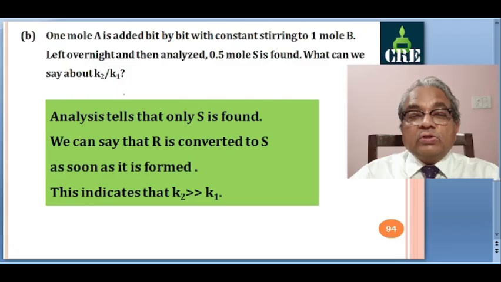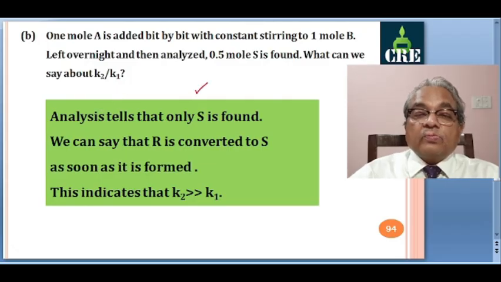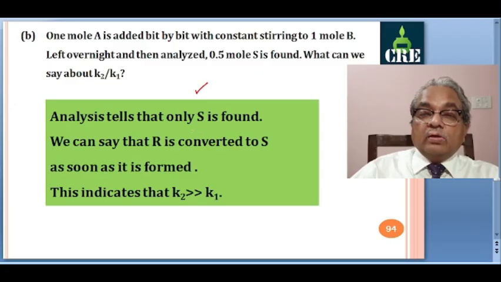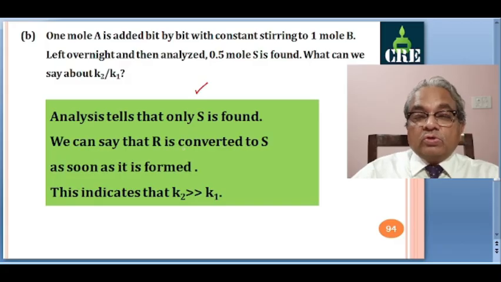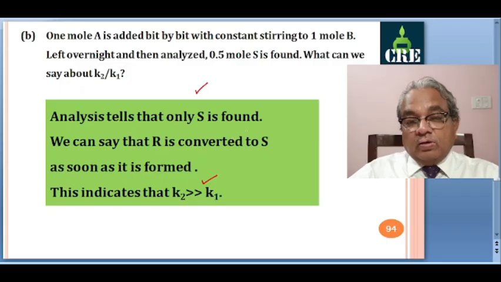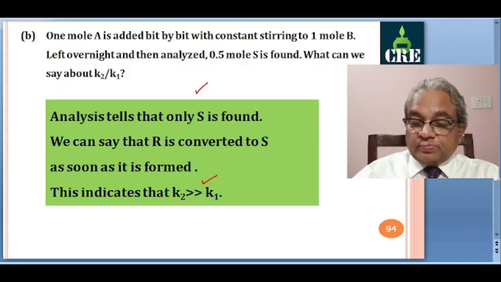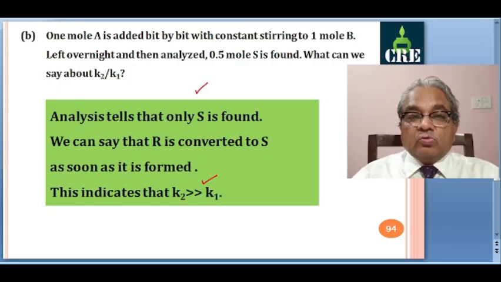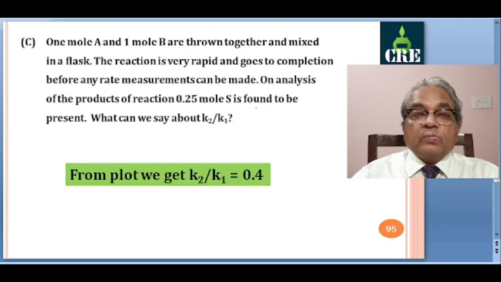So if you remember the first plot which we have seen, where only S is formed till complete B is consumed. So R is converted to S as soon as it is formed. So no R is detected as long as B is there. So this indicates that K2 must be much greater than K1. That is what you can say about K2 by K1.